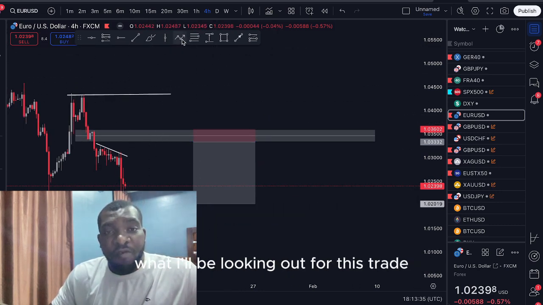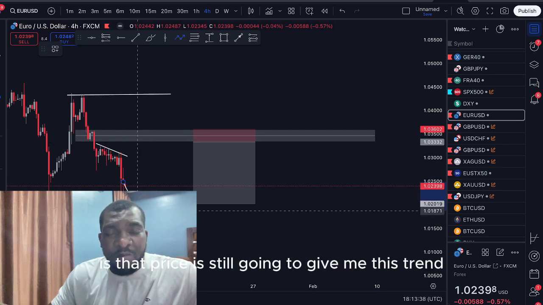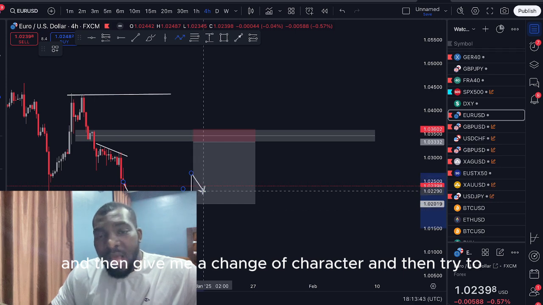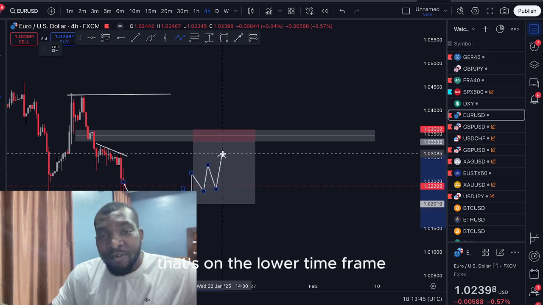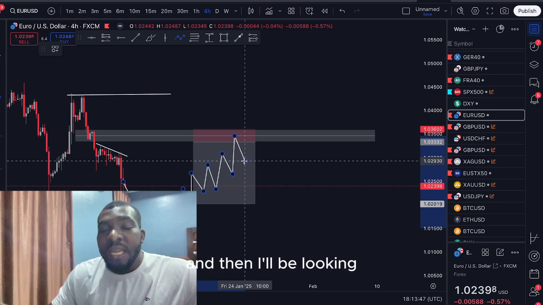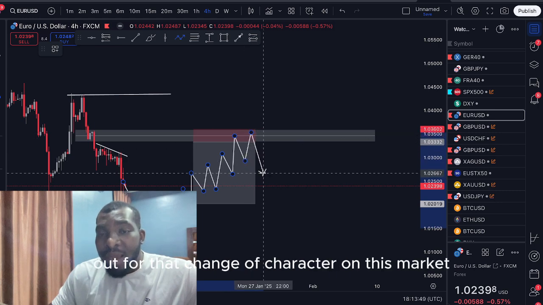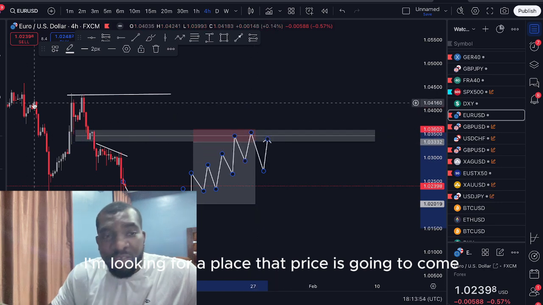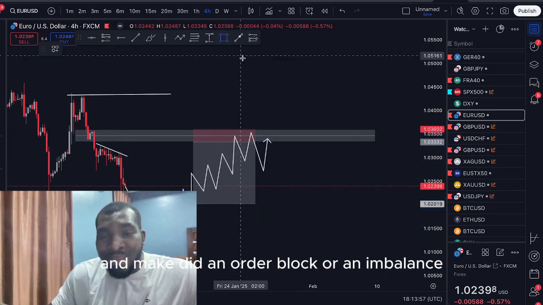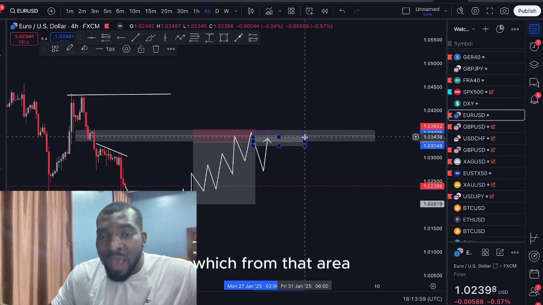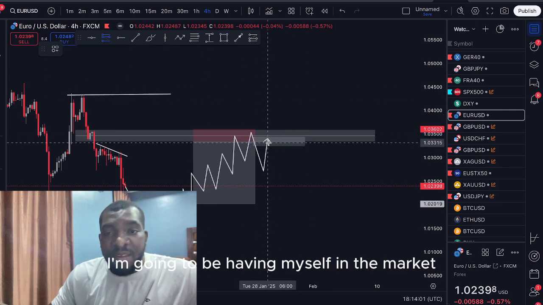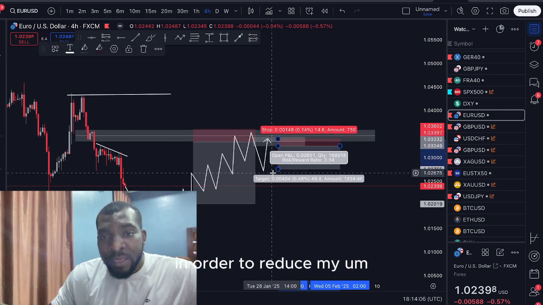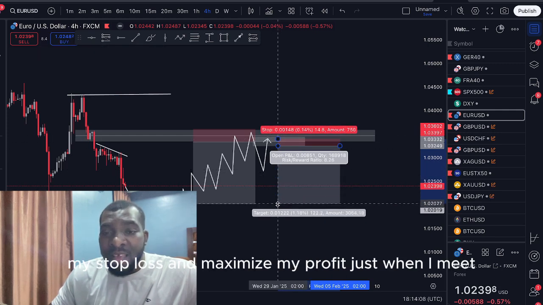So what I'll be looking out for in this trade is that price is still going to give me this trend like this, and then give me a change of character on the lower time frame, and then try to come down to this area. I'll be looking out for that change of character on this market. And as soon as I have that change of character, I'll be looking for a place that price is going to come and make an order block or an imbalance, from which area I'm going to be having my sell in the market in order to reduce my stop loss and maximize my profit.